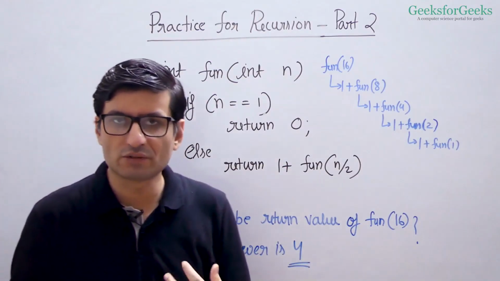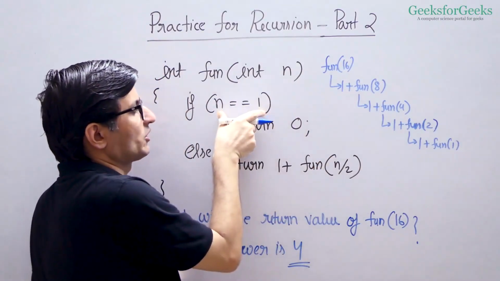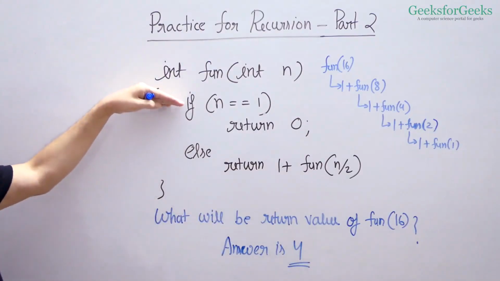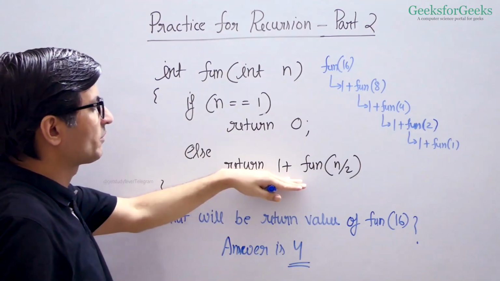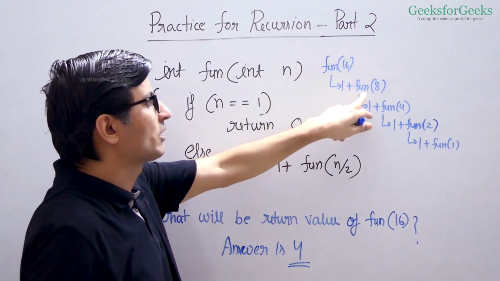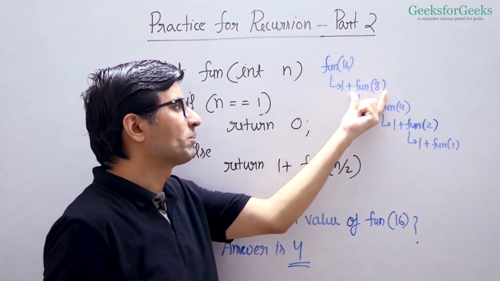Let's see how we get this value 4. When you call for 16, it checks this if condition and begins the execution from here. N is not 1, so it does not go inside this if condition, it goes into the else part. So it calls 1 plus fun8. This is what it's going to return, but it needs to compute fun8.